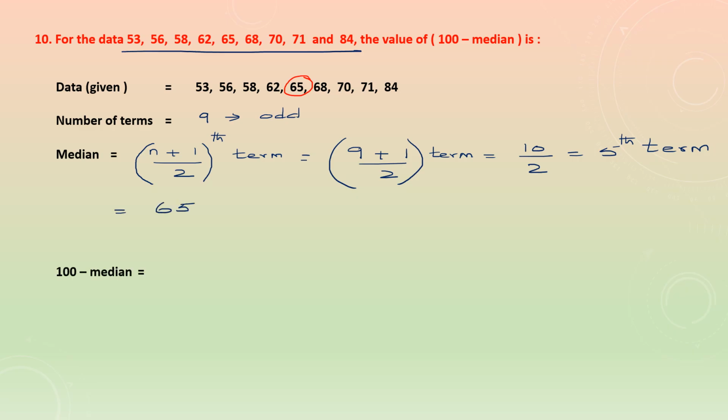Now we have to find 100 minus median. That is 100 minus 65. 100 minus 65 is 35. And this is our answer. 35 is 100 minus median.